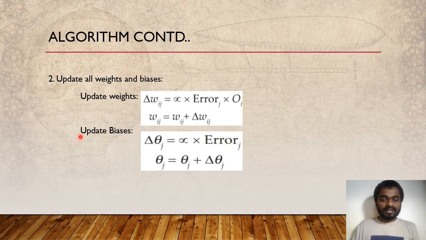For updating the weights, we need to follow this formula. Delta of weight from node i to j equals alpha × error at unit j × output of i, and weight wij equals wij plus delta wij. And for updating biases, we need to follow this formula: delta theta j equals alpha × error of j. Theta j equals theta j plus delta theta j.